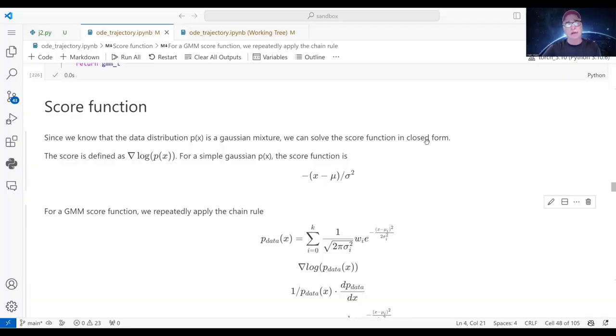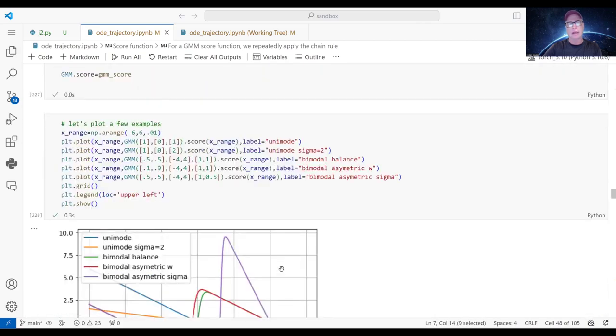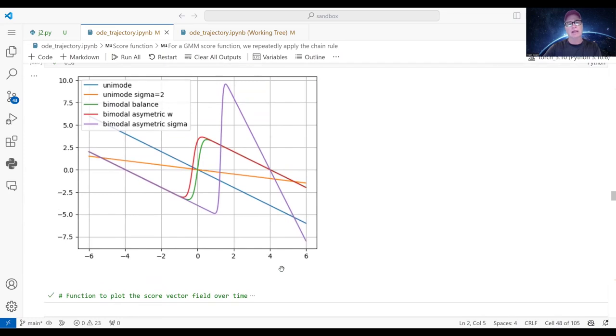Here was the score function. Again, we know the data distribution, so we can derive this in closed form, and it looks something like this. This plots the score function for a few different distributions, in some cases unimodal, in other cases bimodal Gaussian. The first one is, I believe, just a unit norm Gaussian distribution, and the score function is just a linear function crossing through zero. The next one is sigma 2, so higher variance. You can see that it lowers the slope of the score function, still crossing through zero.